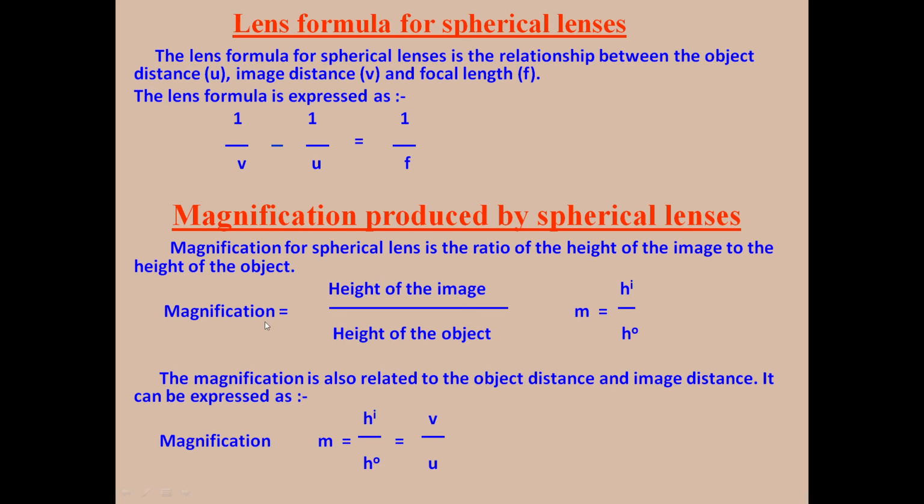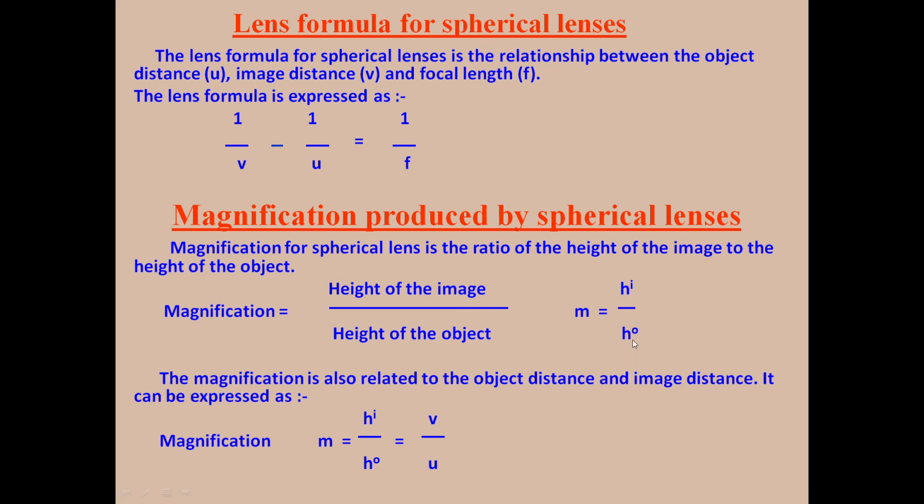It tells us the image will be bigger than the object or it will be smaller than the object. Like if magnification is say 3, it means image will be 3 times bigger than the object. But if magnification is 1 by 3, it means image will be 1/3 of the size of the object. So this is how we can understand about magnification. So magnification is height of image by height of object. It is HI upon HO.